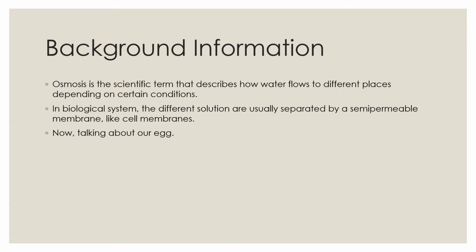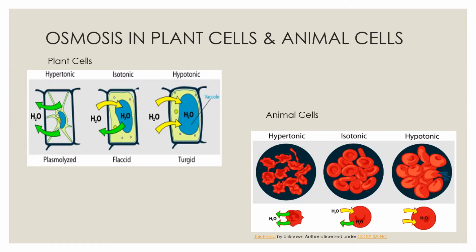Now, talking about our egg, there is a lot of water inside of the egg, but a lot of other things too, like protein and fat. When you place the egg in three different solutions, how do you think the concentration of solute differed between the inside of the egg and outside of the egg? The egg membrane acts as a semi-permeable membrane and keeps all of the dissolved solutes separated, but allows the water to pass through. Here are pictures of osmosis in plant cells and animal cells.